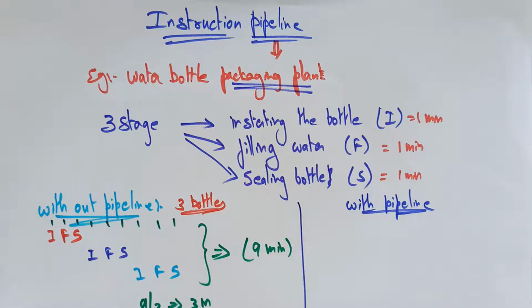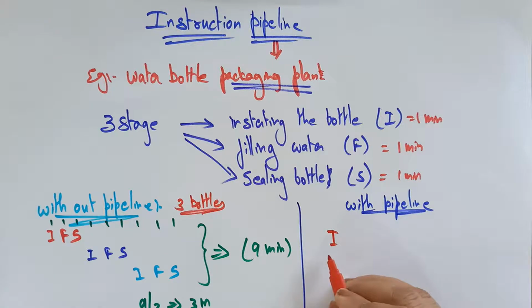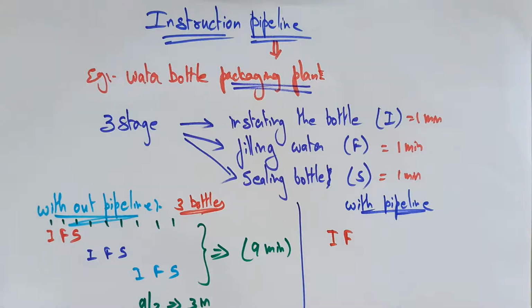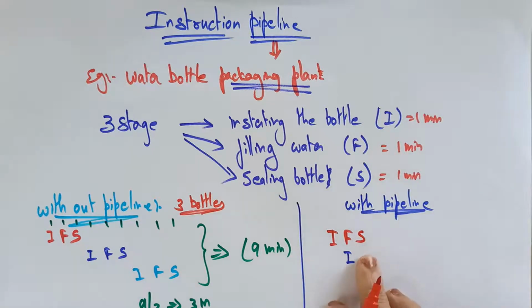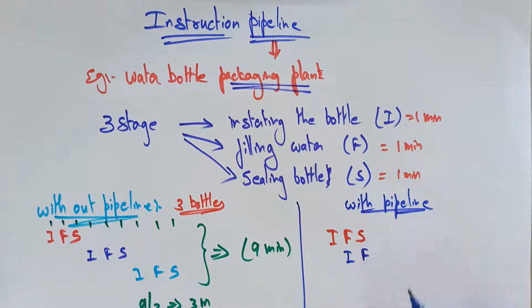So if the pipelining concept is introduced, whenever the first bottle is inserting, first it is inserting, okay, next is filling. Whenever the first bottle is in the filling stage, the second bottle is entered, because the inserting stage is free anyhow. So it is entering. Next, the first bottle is sealing, then the second bottle is in the filling stage.